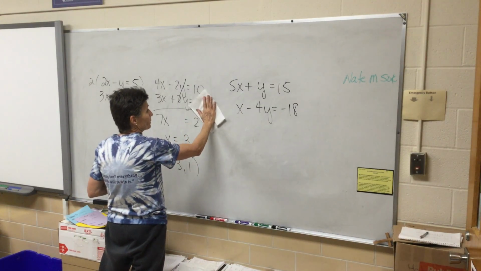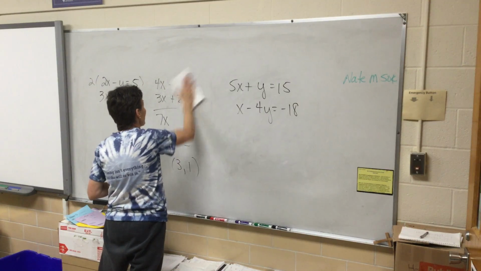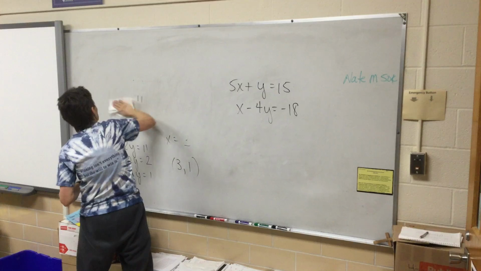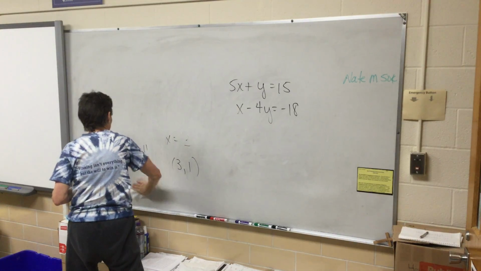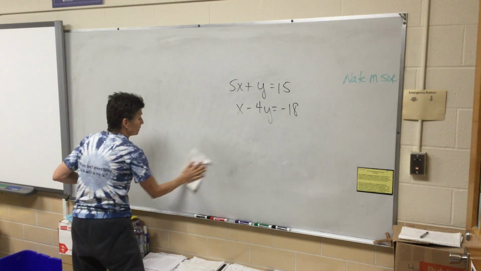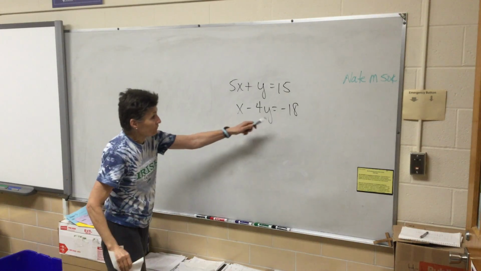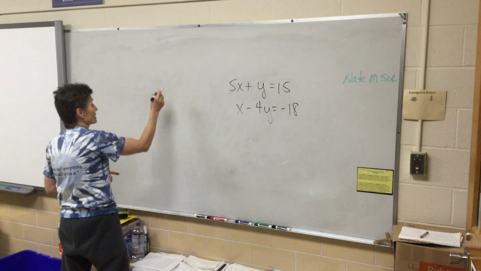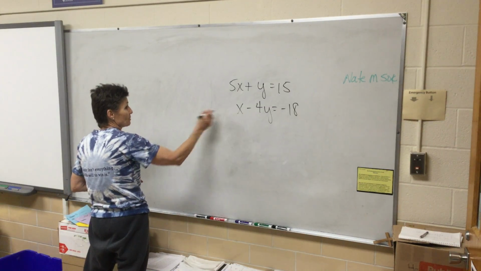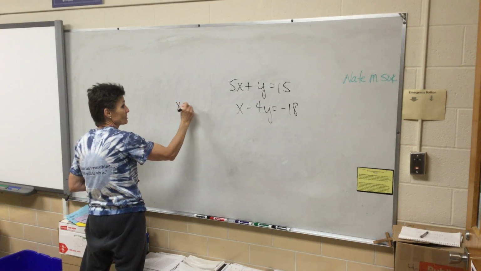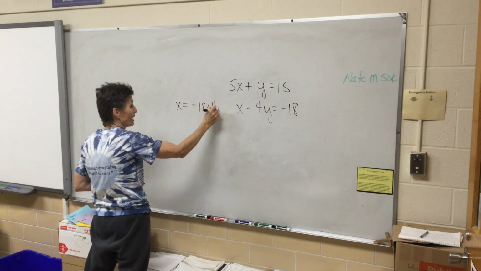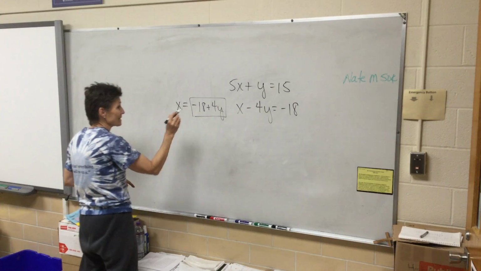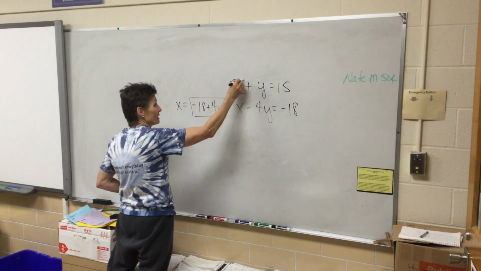So you're doing the top one, getting y by itself? Yeah. So I was going to do the bottom one and just add 4y over. Yeah, that's fine. So you'll do the bottom one then. All right, so you're leaving the top one the same, and you're writing this one as x equals negative 18 plus 4y? Yeah. Okay, then we're going to take that x and plug it in here.